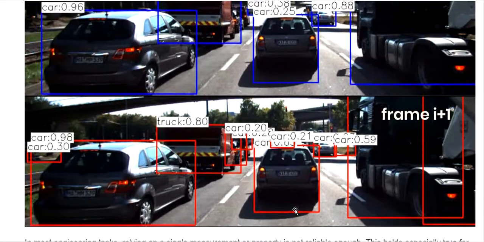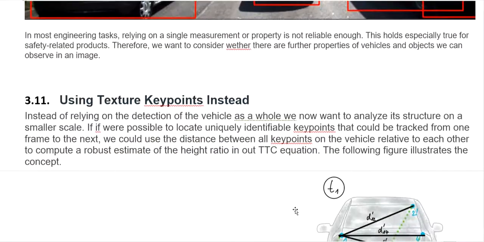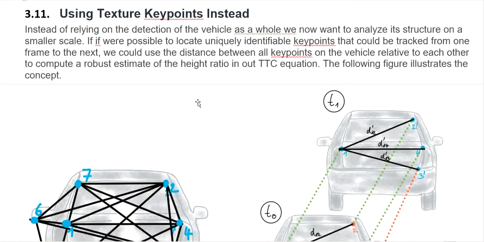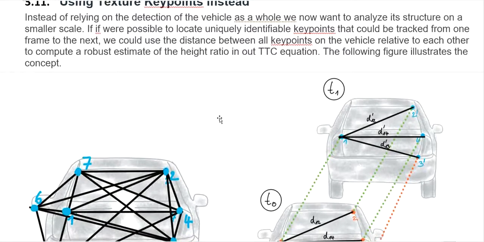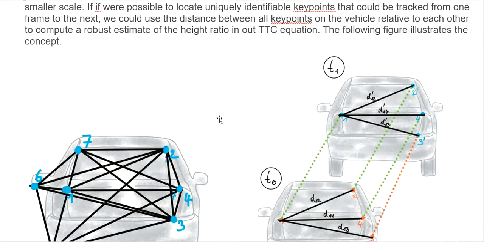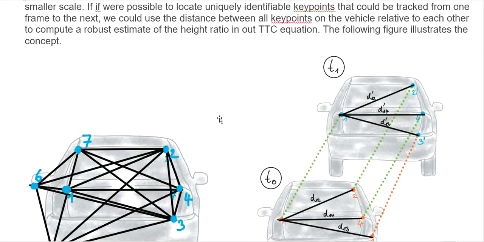So how do we improve this? We use the key points instead. Instead of relying on the detection of the vehicle, we want to analyze its structure on a smaller scale. So if we were able to locate uniquely identifiable key points that could be tracked from frame to frame, we could use the distance between all the key points on the vehicle relative to each other to compute a robust estimate of the height ratio in our TTC equation.